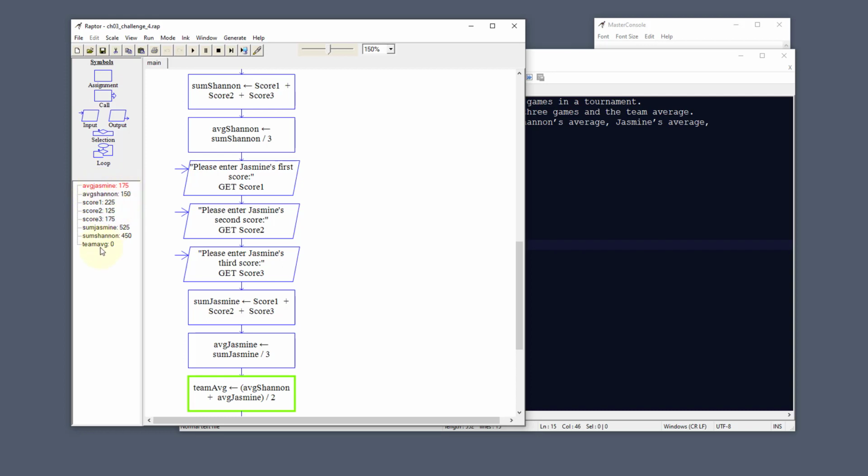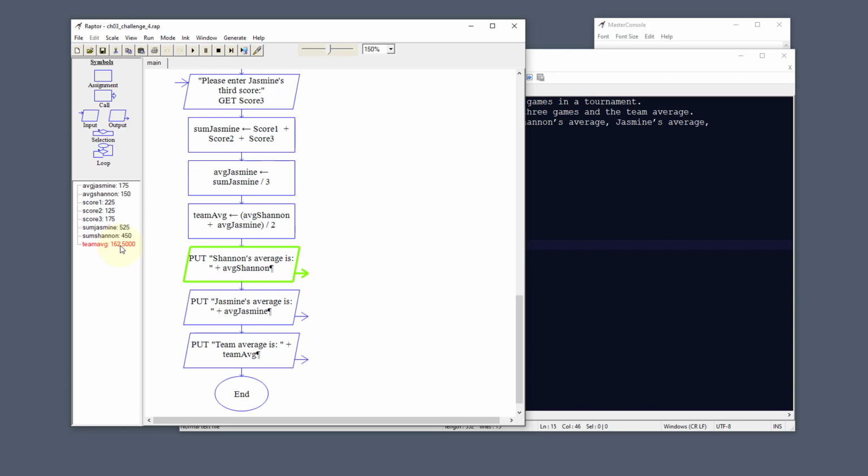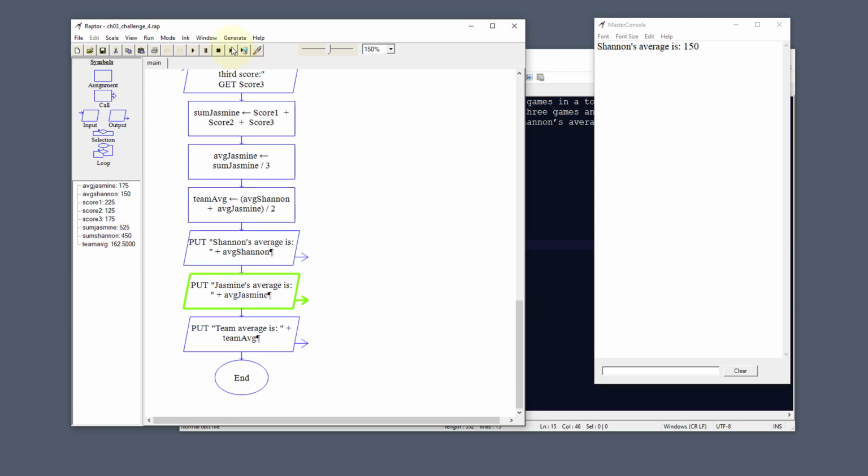And we're going to divide those by 2 to get our team average, which is 162.5. And then we're going to put all that information out to the user: Shannon's average, Jasmine's average, and the team average. And there you have it.